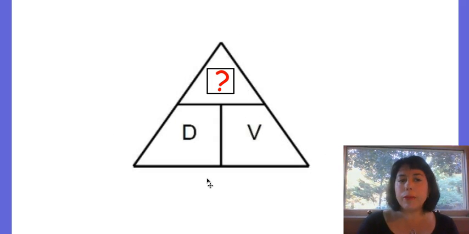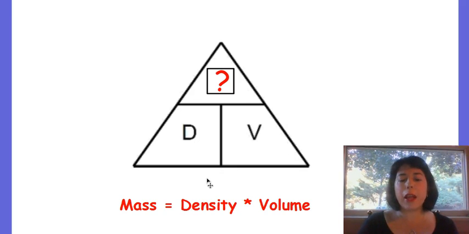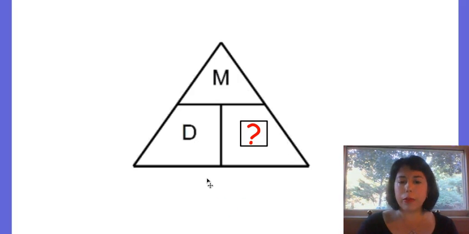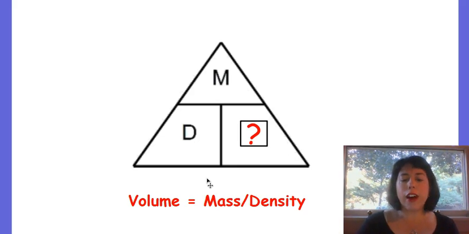So for example, if I was looking for the mass, I would cover up that mass, and now I'm left with density and volume. Since in the triangle they're next to each other, we're going to multiply them. So we end up getting mass equals density times volume. Likewise, if I was looking for volume, I cover up the V, and I see that mass is over density. So as a result, volume equals mass divided by density.